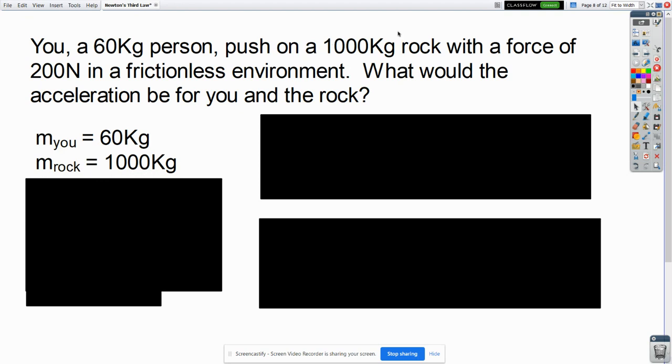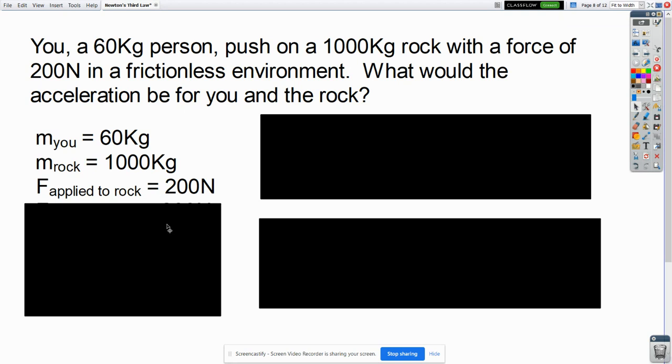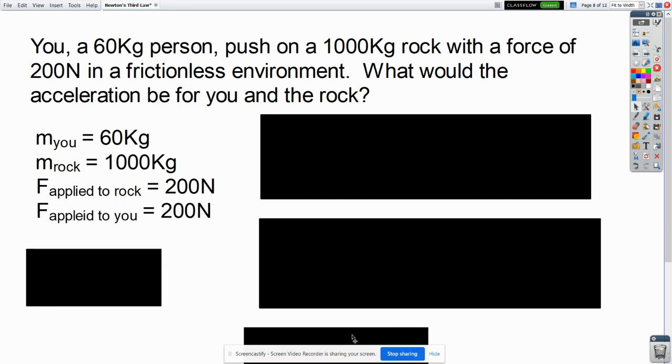The mass of the rock, 1,000 kilograms. The force that's being applied to the rock, 200 newtons. And because of the action-reaction pair, the rock is going to apply a force back on you of 200 newtons.